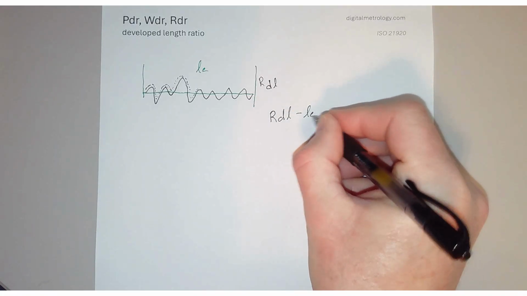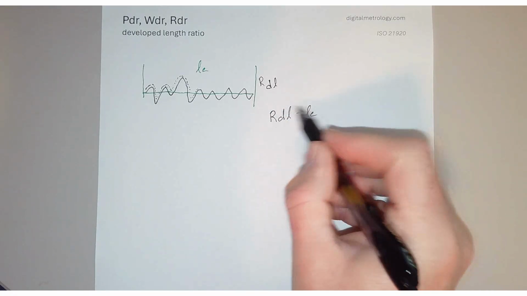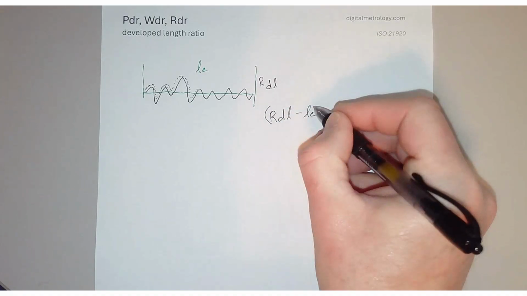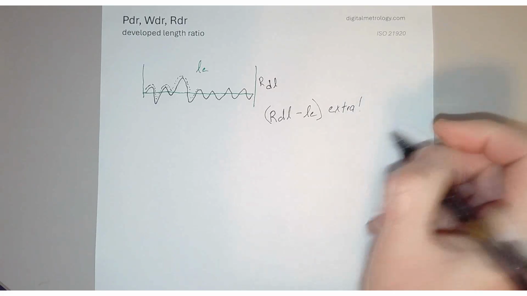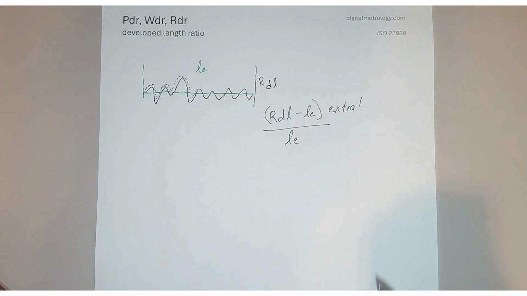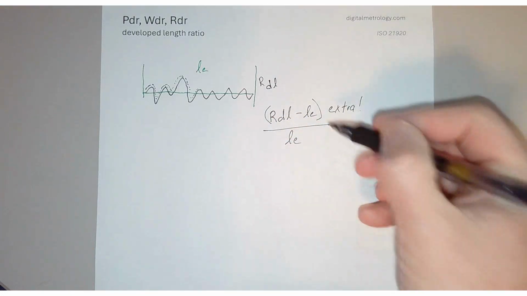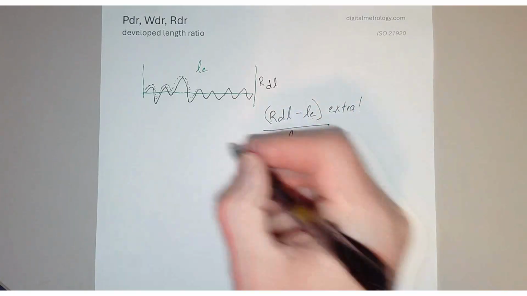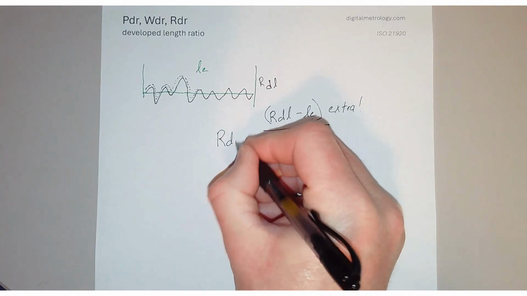subtracting the evaluation length, this is the growth. This amount is the extra journey we have to take due to roughness. This is the extra amount due to roughness. If we divide that by the original amount, the evaluation length, we have a ratio that gives us a sense of roughness or path increase. That path increase, or that ratio of increase to original, is our roughness developed length ratio.